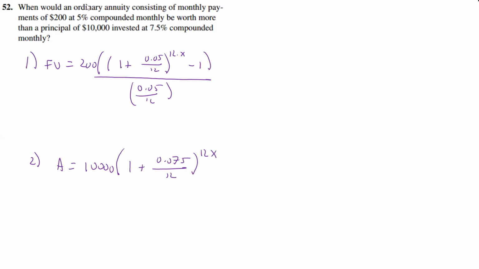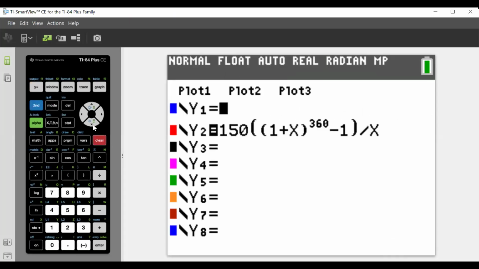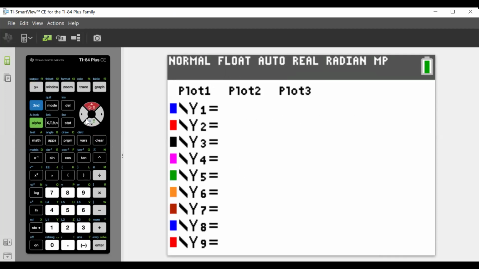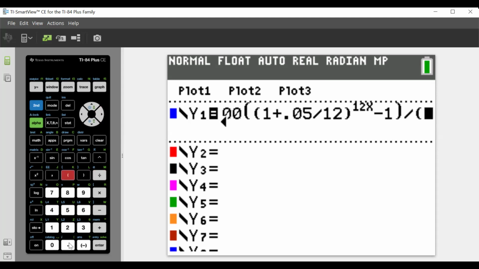So let's plug those into a graph. I think that might be one way to do it. So let's quit that, go over here, and clear that. So what did we have? We had 200 times 1 plus 0.05 divided by 12, and then that was raised to the 12x, arrow down, minus 1, parenthesis, divided by parenthesis 0.05 divided by 12, parenthesis, and that should be all we have on that one.